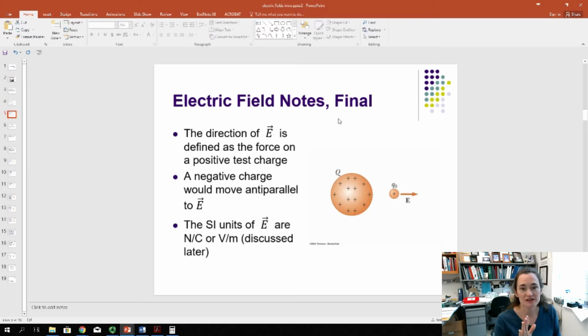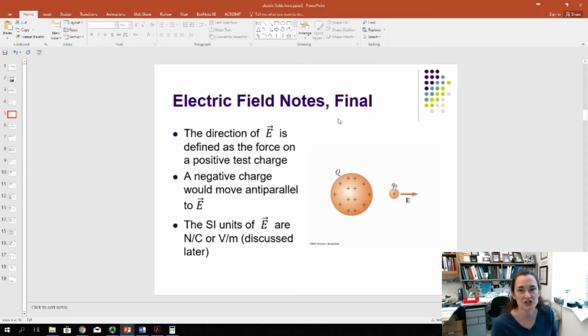So, the direction of the electric field is defined as the force on a positive test charge. Now, if you had a negative charge, it would move anti-parallel to the direction of the electric field. Positive charges move downstream on electric field lines, and negative charges move upstream on electric field lines.